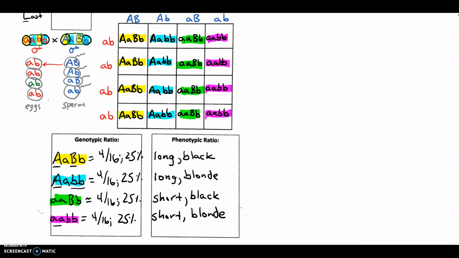So now we have to go back and see how many times those occur, and really what we're going to find out is that they match up with the genotypic ratios on this particular problem. That won't always be the case, but in this case it is. All of these that are highlighted in yellow are going to be long and black. Okay, that's 25%. All of these that are highlighted in this teal color are going to be long and blonde, 25%. All of these in green are short and black, that's 25%. And then all of these in purple are short and blonde, 25%.